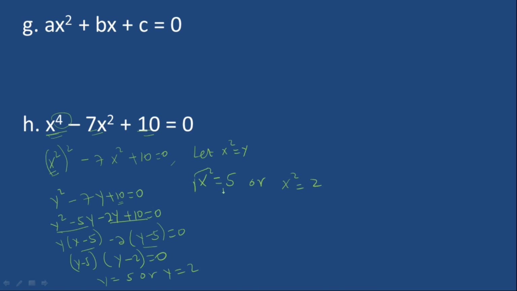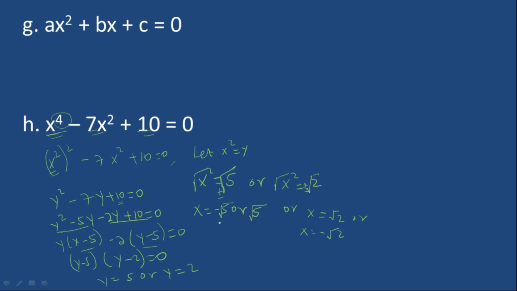We can take the square root of both sides again. So x is equal to plus or minus root 5, or in other words, x equals, taking the square root of both sides again, plus or minus root 2. This one is a radical: x is the positive root of 2, or x is equal to the negative root of 2.